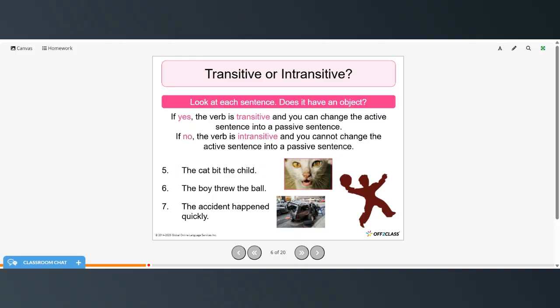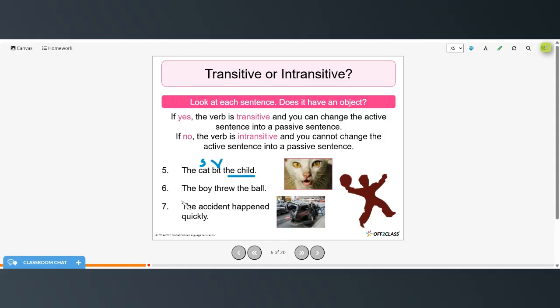Now look at each sentence. Does it have an object? If yes, then the verb is transitive and you can change the active sentence into a passive sentence. If no, the verb is intransitive and you cannot change the active sentence into a passive sentence. So the cat bit the child. So there is an object here, the child. So cat is the subject, bit is the verb, and so the child is the object. So that means that bit is a transitive verb, and so you could say the child was bitten by the cat.